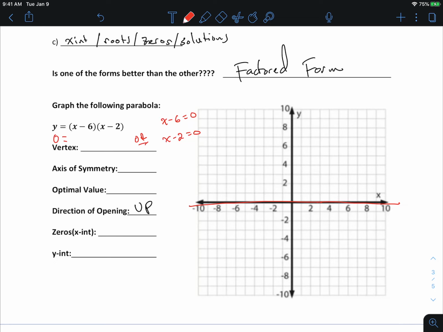Oh, with both of them or just one? You need to do both, but you can pick either one to start with. So you could do x equals 0 plus 2, because I said -2, but it's a positive. So it's 0 plus 2, so x equals 2. And that's your point right there, 2, 0. Good. And then the other one would be 6, because it's just the same, just a different number.